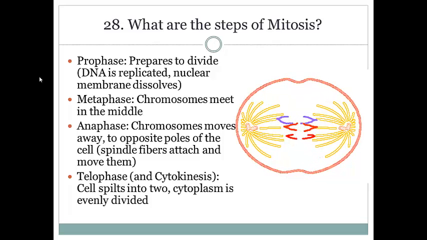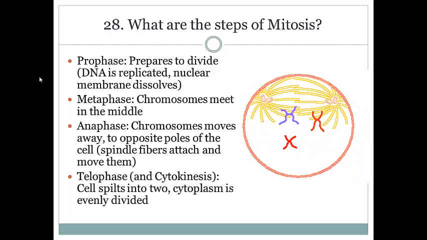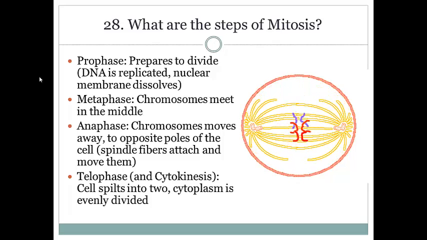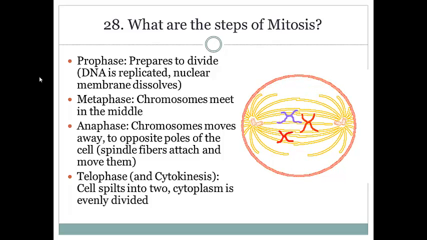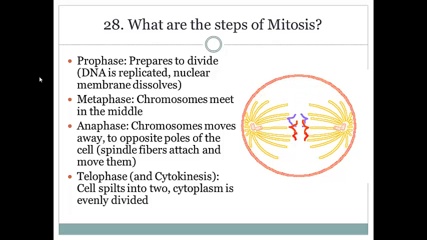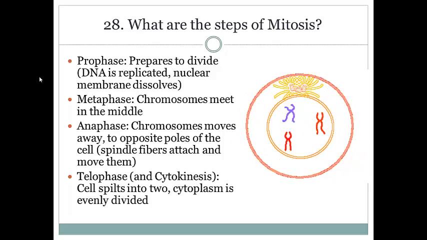Telophase and cytokinesis is the last phase. So this is where the cell splits into 2. Telophase means 2. And the cytoplasm is evenly divided. So we see that right at the end where the cell splits into 2. So there it is pinching in the middle, 2 separate cells.